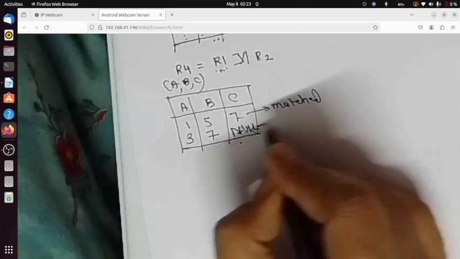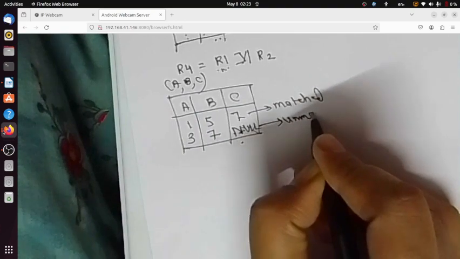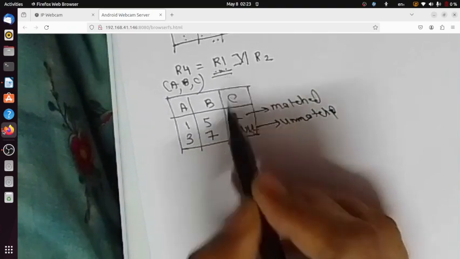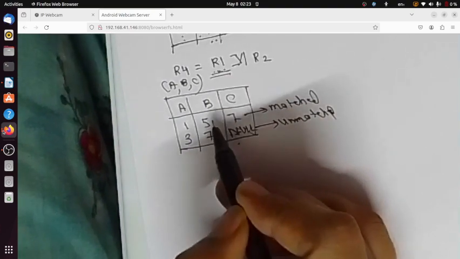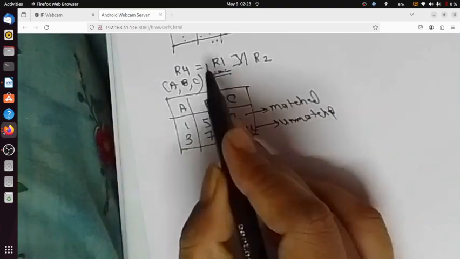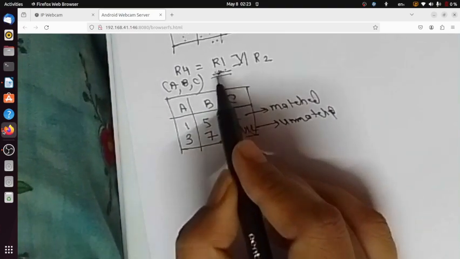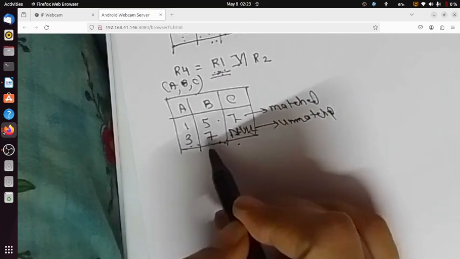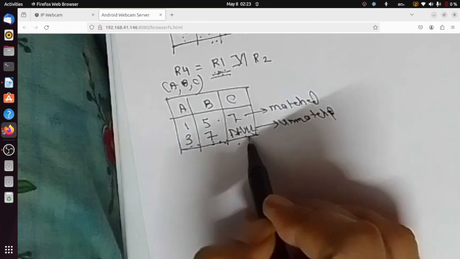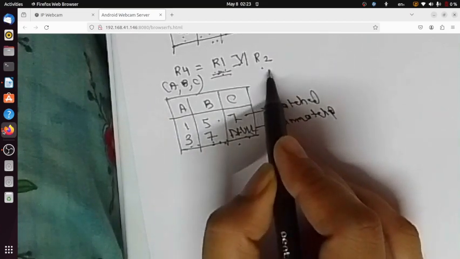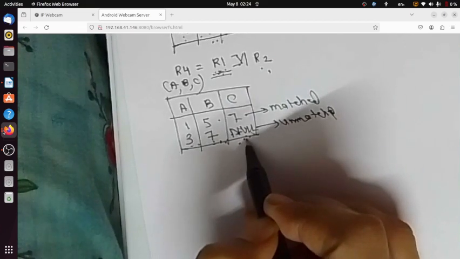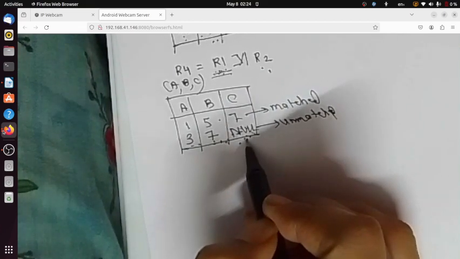So this is the matched record and this is the unmatched record. In left outer join, the output relation will contain matched records as well as the non-matched records from the left relation. Here the left relation is R1, so the non-matched record 3, 7 from R1 is included, where the value of C, which is found in relation R2, will be null as there is no matched value in R2. So that is the left outer join.